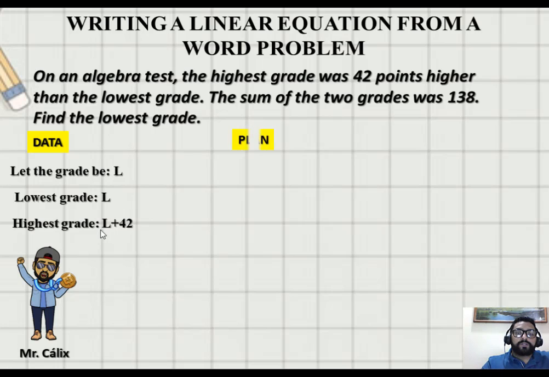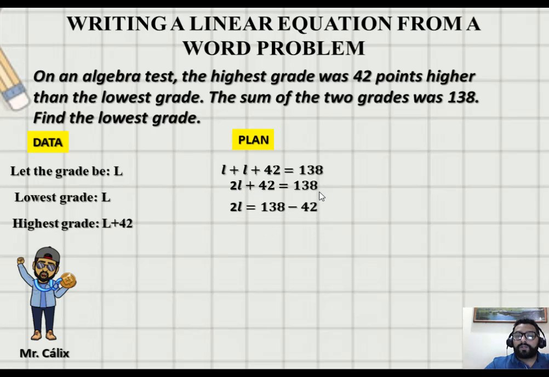Then we are going to write our conditions in our plan. Our condition says that the addition of these two grades is 138 points or percent. Here we have lowest grade plus highest grade. The highest grade, which is L plus 42, is equal to 138. Then we are going to add L plus L because remember our like terms, 2L plus 42 is equal to 138.